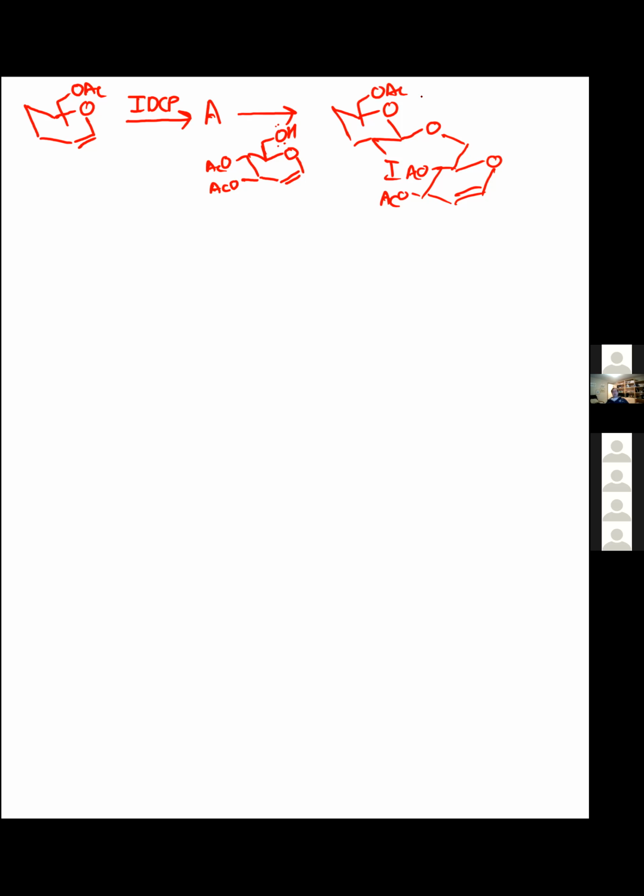So what we've done there is we made a disaccharide. We took the glycal, we treated it with IDCP, and we got A, the down iodide. Good mechanism maybe to practice. Then we took that and we attacked it with the other glucose. And we probably threw in a base in here. My favorite base for all of these things is Hünig's base.